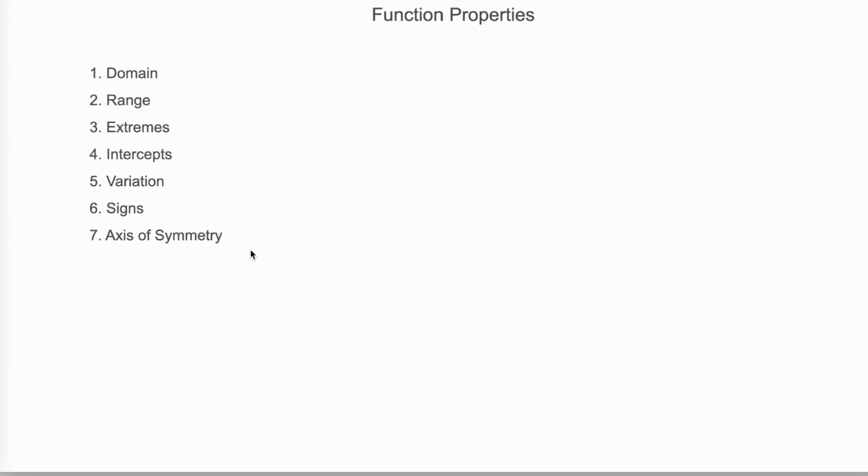Let's look at the properties of functions. We have the domain and the range. We have extremes. We have intercepts. We have variations, which is increasing and decreasing. We have the signs, like when is it positive or negative. We have the axis of symmetry.